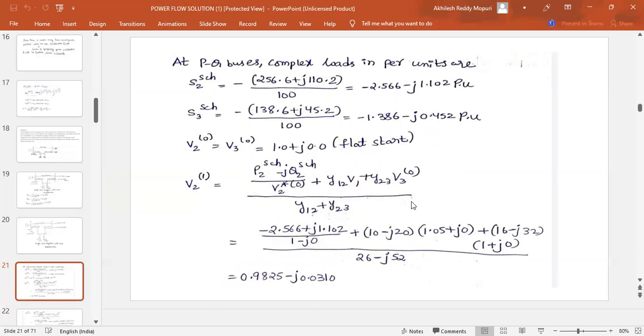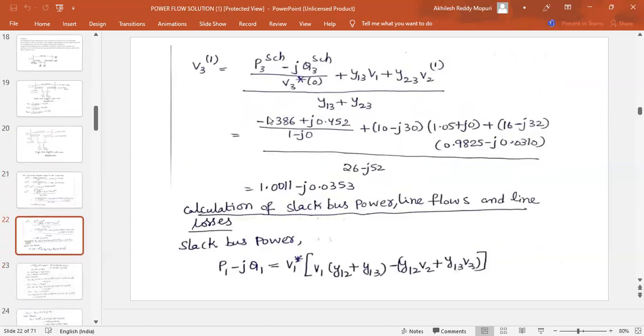You can see here Y22 is not there. Actually, the formula is, since here i is 2, summation of Y2j Vj, j equals 1 to 3, j not equal to 2. So Y21 V1, Y23 V3, and j is not equal to 2, so Y22 V2 won't come. Divided by the same thing, Y22. Y22 means Y21 plus Y23. This will give you V2 of 1.